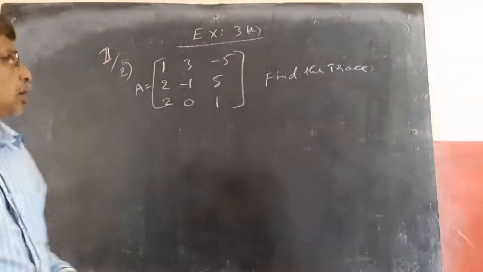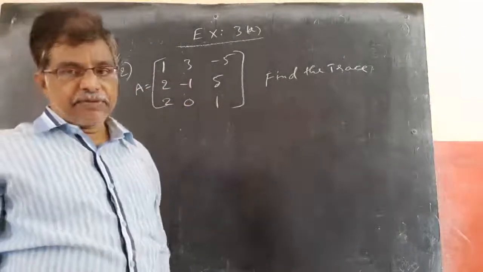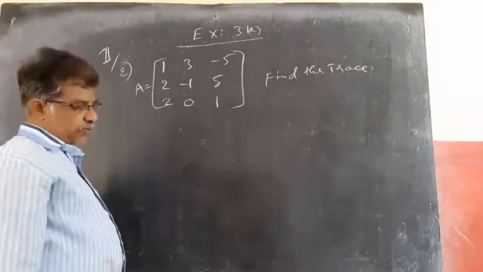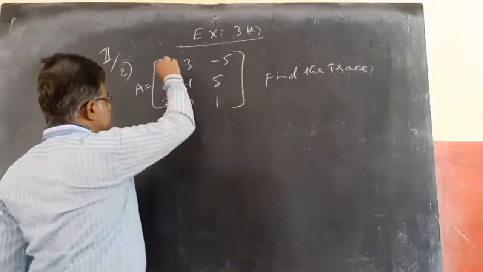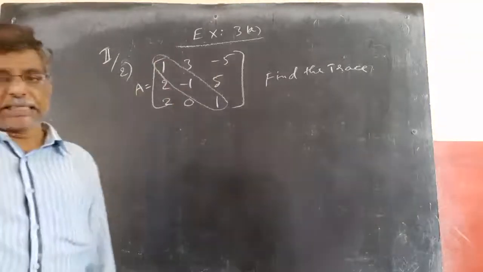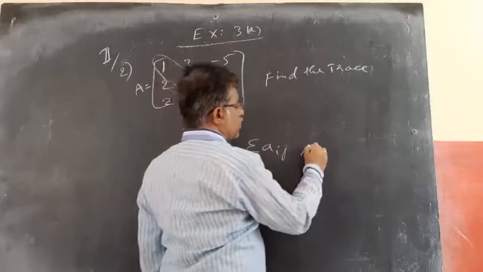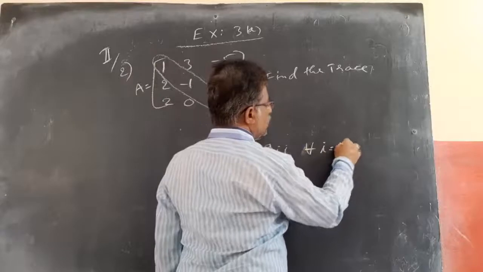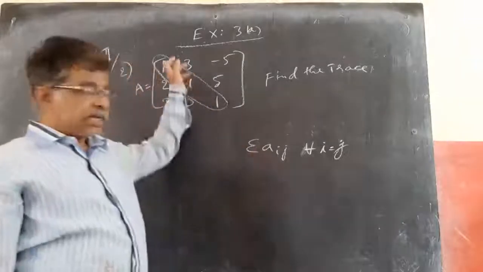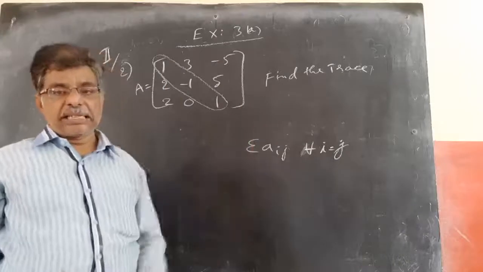Next sum. Given that A equals 1, 3, minus 5; 2, minus 1, 5; 2, 0, 1. Find the trace of the matrix. What is meant by the trace? If it is a square matrix, the sum of elements in the principal diagonal is called the trace. It means sigma of a_ij for i equal to j. I equal to j means diagonal elements a11, a22, a33. The sum of these gives you the trace of the matrix.